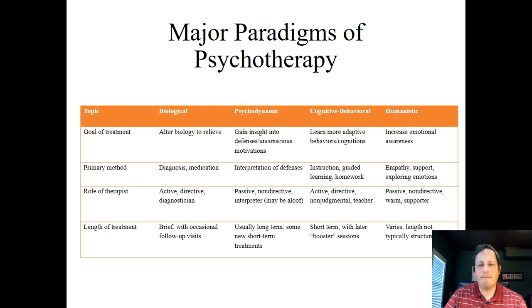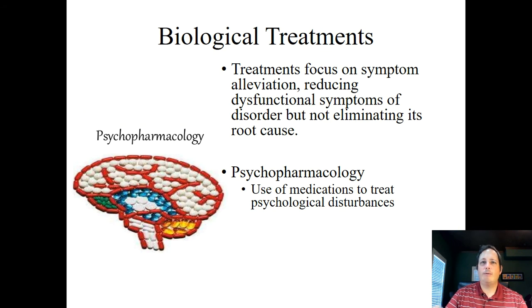So let's go ahead and look at that very first paradigm, and that's the biological. Okay, so the biological treatment, as we were discussing earlier, really focuses on symptom alleviation. In other words, you're reducing these dysfunctional symptoms, but you're not really illuminating its root cause. So, for instance, and we'll talk about this with psychopharmacology, which is using medication to treat psychological disturbances, it is very effective and it can make a world of change for individuals.